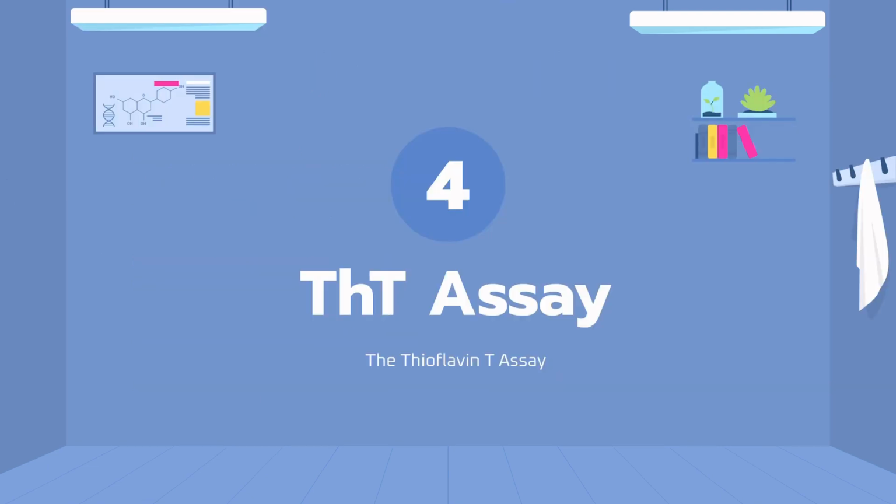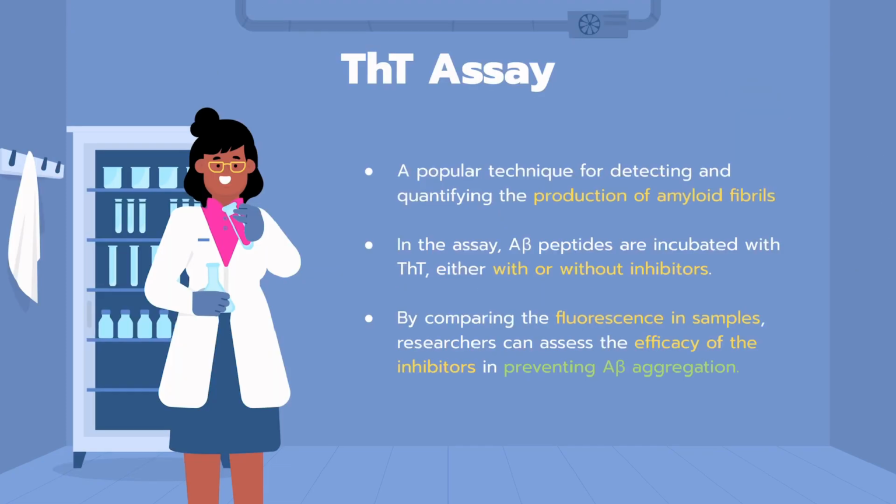Next up is the thioflavin T assay. The THT assay is a popular technique for detecting and quantifying the production of amyloid fibrils. THT is a benzothiazole dye that fluoresces more when bound to the beta sheet-rich structures of amyloid fibrils. This fluorescence can be monitored with a spectrophotometer, offering a quantitative way to track fibril production over time.